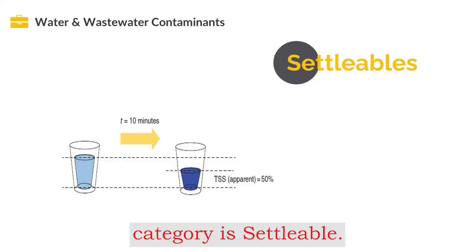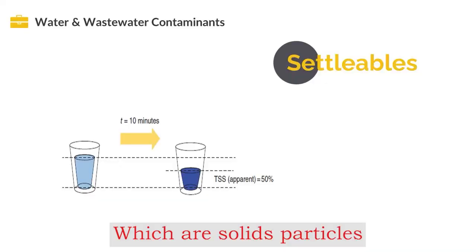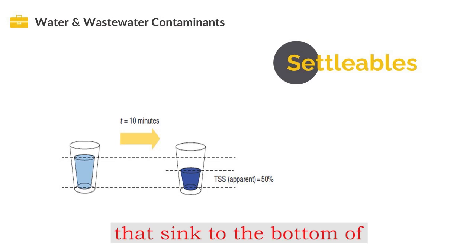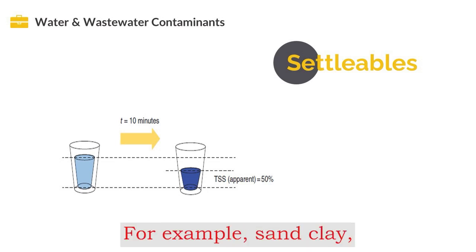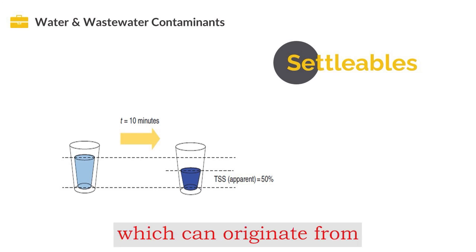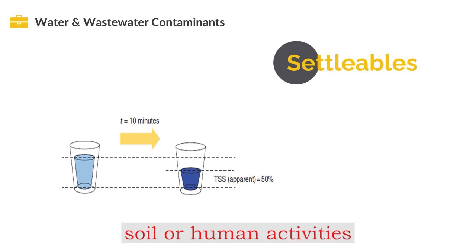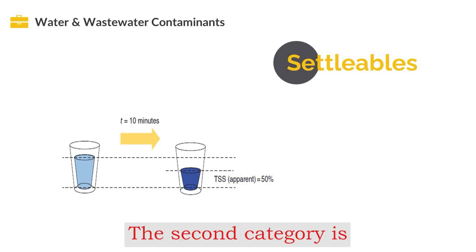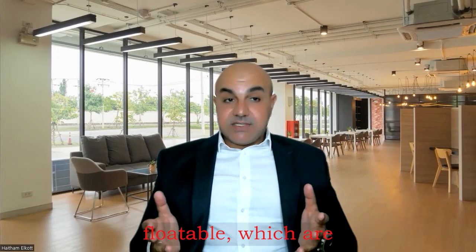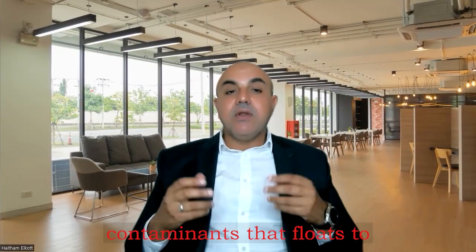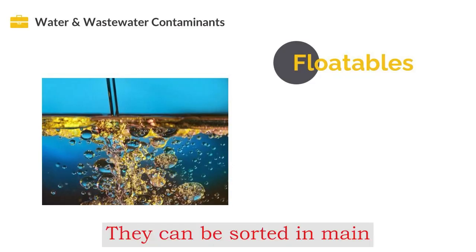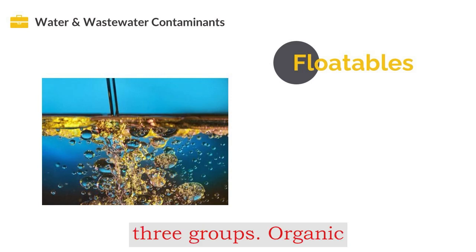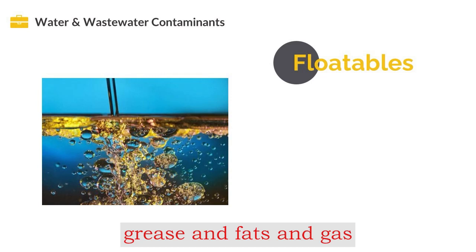The first category is settleables, which are solid particles that sink to the bottom of the water after a reasonable amount of time. For example, sand, clay, which can originate from soil or human activities such as construction. The second category is floatables, which are contaminants that float to the surface of water in a reasonable amount of time. They can be sorted in main 3 groups: organic particles and fibers, oil, grease and fats, and gas bubbles.